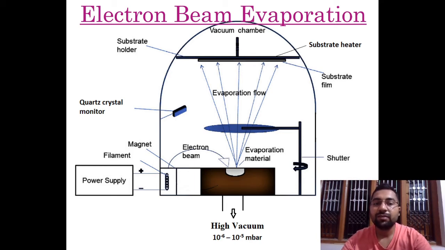By using an external power supply, we can heat the filament. After heating the filament, the electron beam emerges. This beam falls directly on the crucible. The arrangement is kept in such a way that the rotation of the electron beam is either 180 degrees or 270 degrees, but generally 180 degrees of rotation is used. A magnet is used for sharpening the beam which is incident on the crucible, which contains the material.